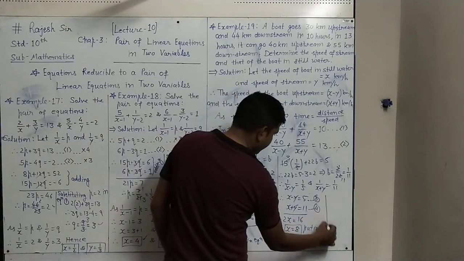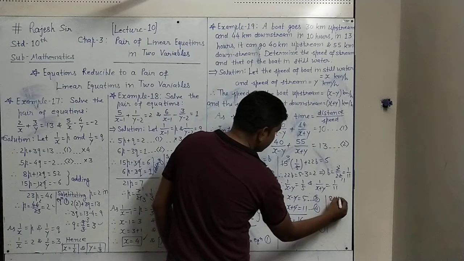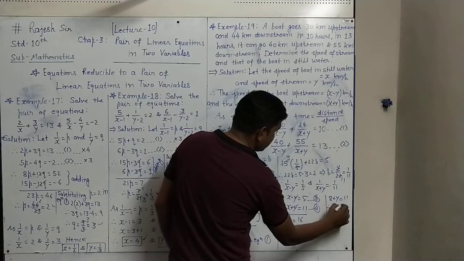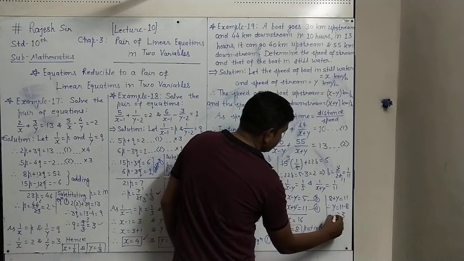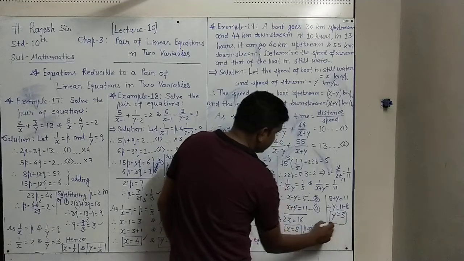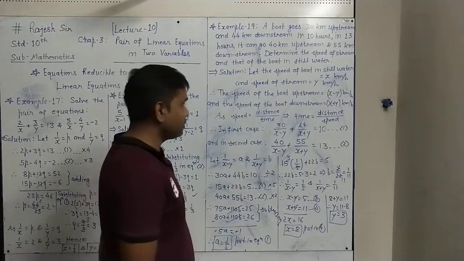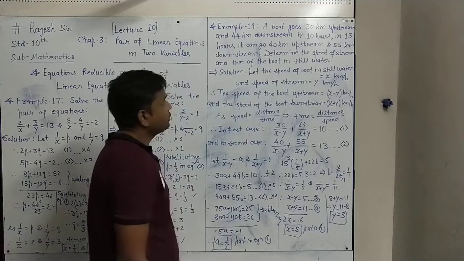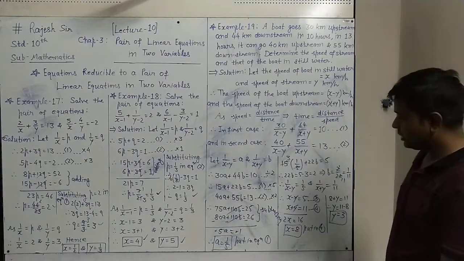So what will we have? x plus y equals 11. So 8 plus y equals 11. Therefore y equals 11 minus 8, which is 3. So x equals 8 and y equals 3. That is the final answer. Speed of the boat in still water, x equals 8, and speed of the stream is y equals 3 km per hour.